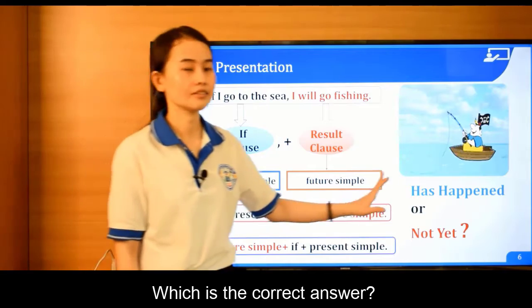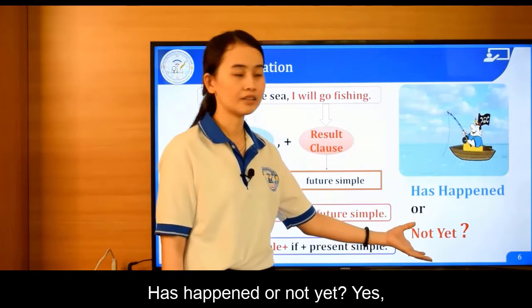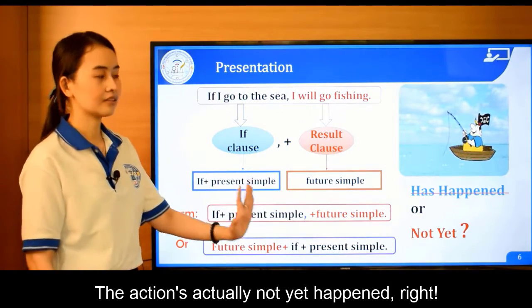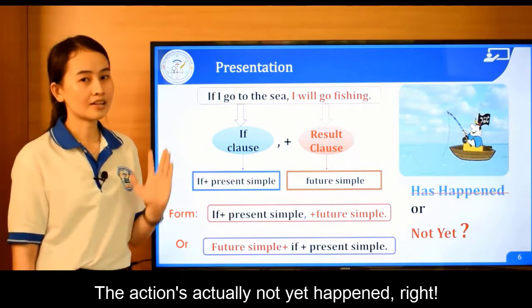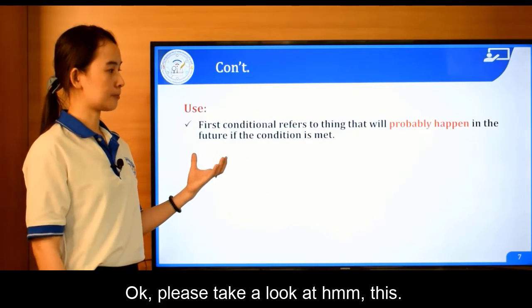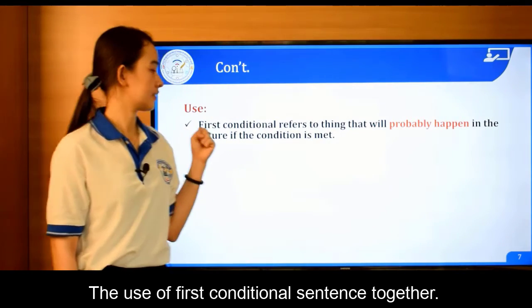Which one is the correct answer? Has it happened or not yet? Yes, the action has actually not yet happened, right? Okay, so please take a look at the use of first conditional sentences together.